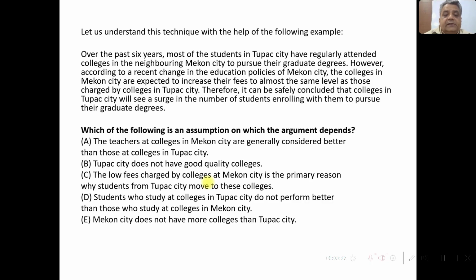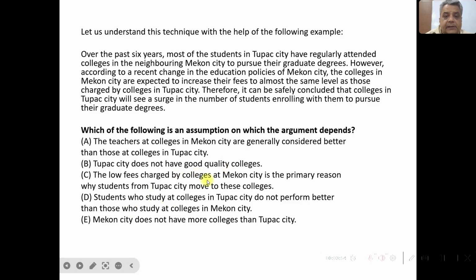Option A, the teachers at colleges in Mekong City are generally considered better than those at colleges in Tupac City. Option B, Tupac City does not have good quality colleges. Option C, the low fee charged by colleges at Mekong City is the primary reason why students from Tupac City move to these colleges. D, students who study at colleges in Tupac City do not perform better than those who study at colleges in Mekong City. E, Mekong City does not have more colleges than Tupac City.